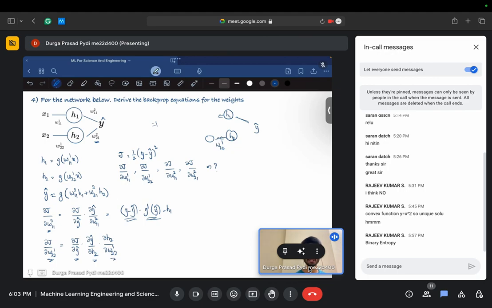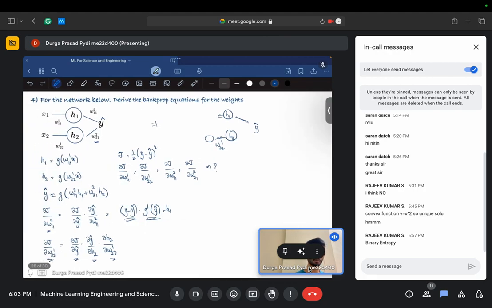So I hope there are no queries in backprop. If you find, like Nitin already pointed out, that there are some typos in the presentation or in the video lectures that have been shared with you, as long as you ensure that your chain rule is properly done, then you shouldn't be facing any problem in that. So I guess there are no queries in this backprop. So we'll go to the next question.